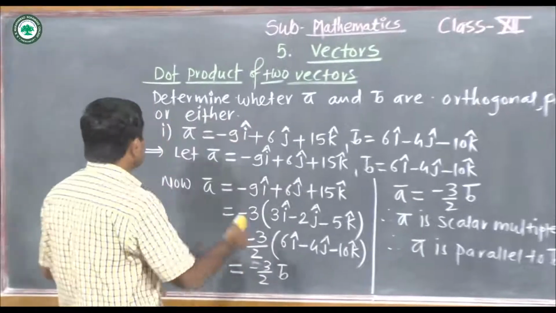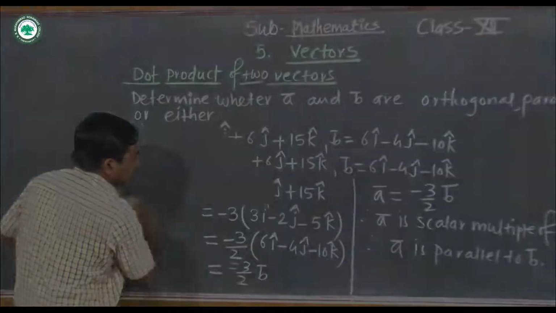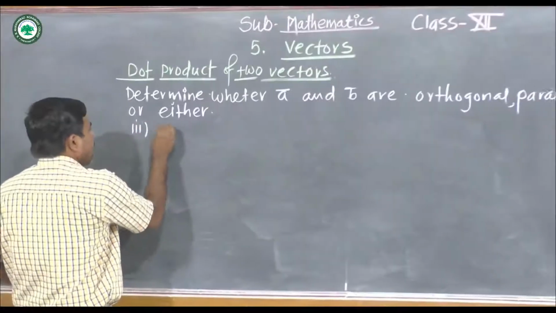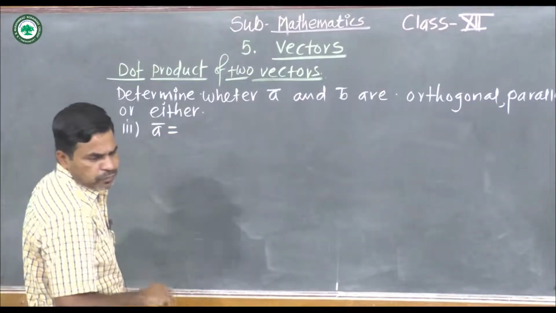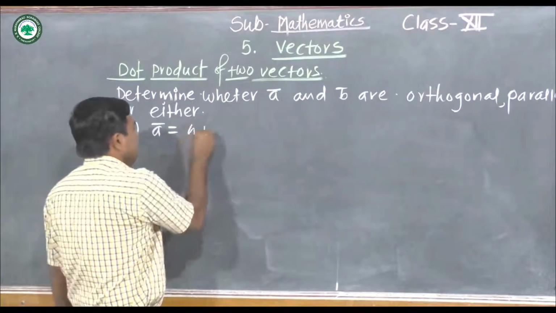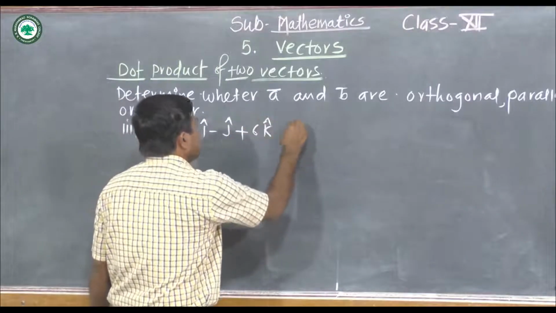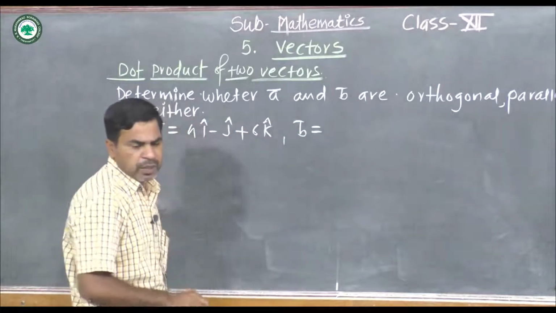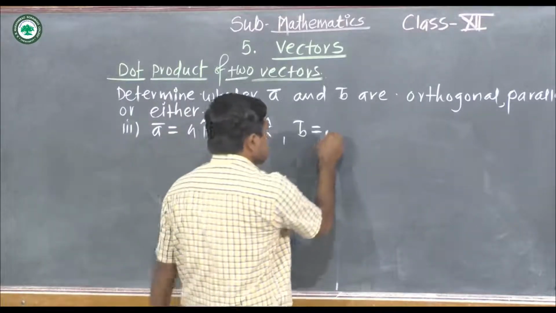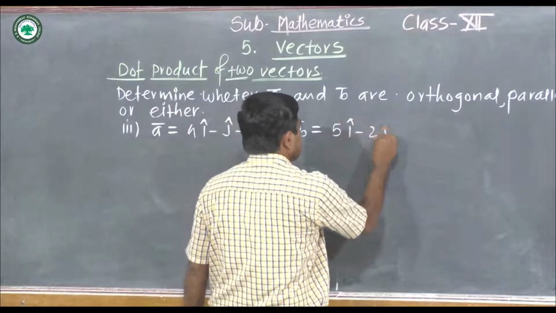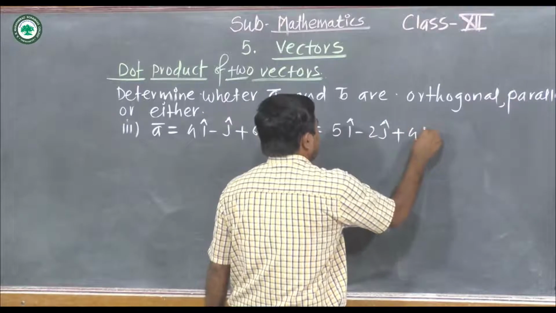Third sub-question here. A bar is equal to 4I cap minus J cap plus 6K cap, and B bar is equal to 5I cap minus 2J cap plus 4K cap.